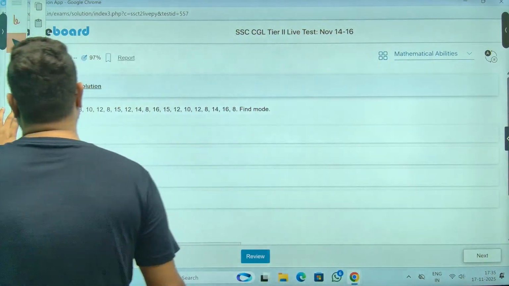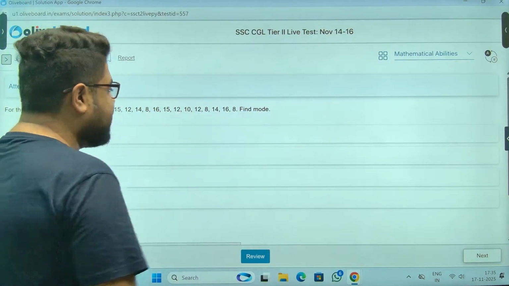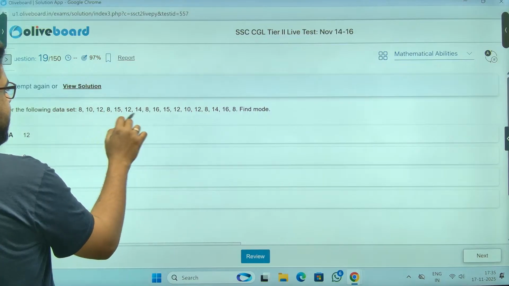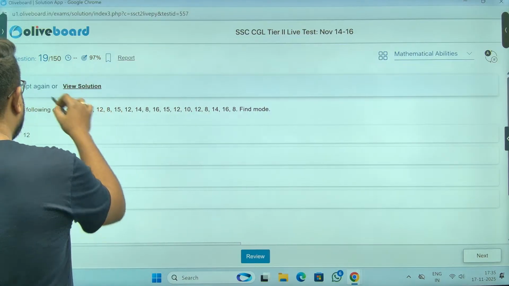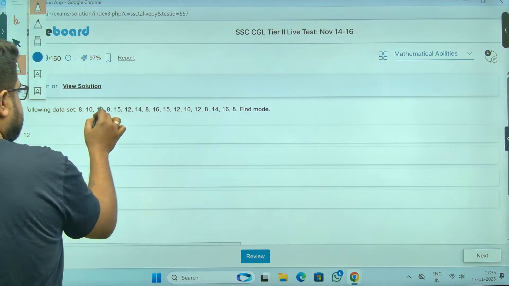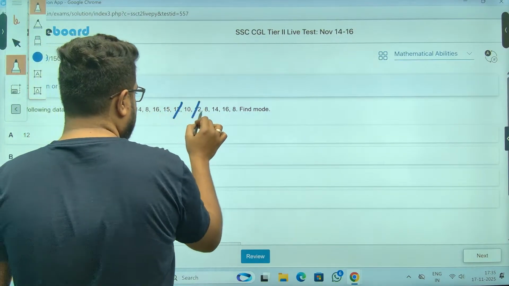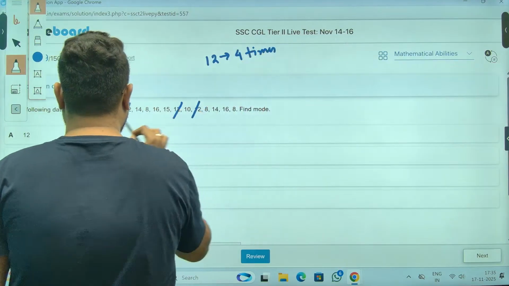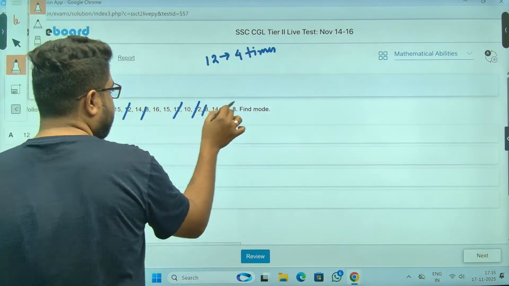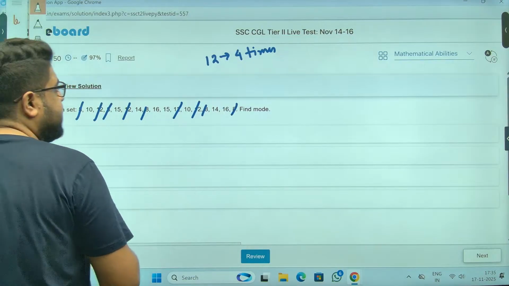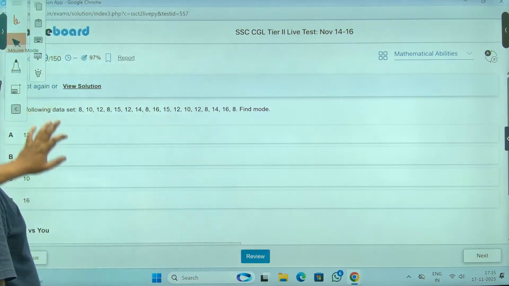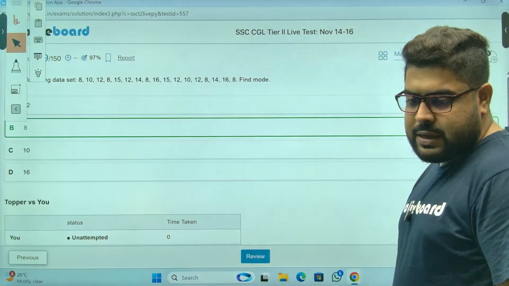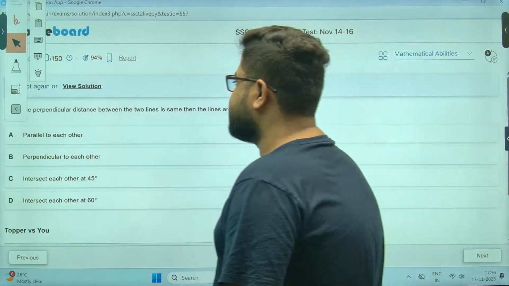Mode they are asking. I guess this is the easiest question: the most repetition. As I can see, 8 and 12 appear many times. 12 can be the answer: 1, 2, 3, 4, four 12s. Looking at 8: 1, 2, 3, 4, 5. 8 is the answer. 8 is 5 times, 12 is 4 times. So 8 is most definitely my answer, because those two were the only options.